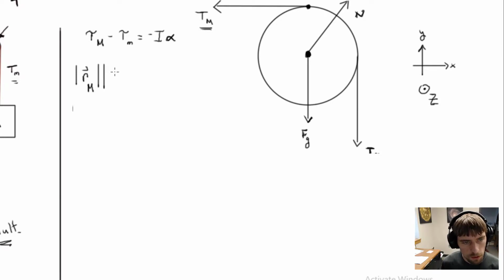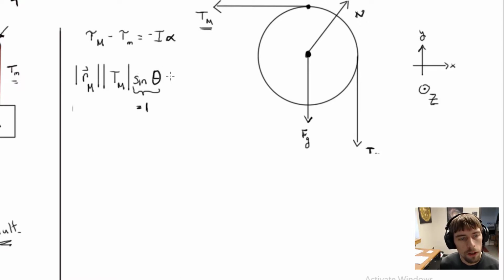Say the magnitude of T big M. And what's the angle between those two? 90, right? Don't forget, sometimes the cross product uses the sine of the angle between the two vectors. That's one way of doing it. But in this case, this is 90. So sine of 90 is equal to 1.